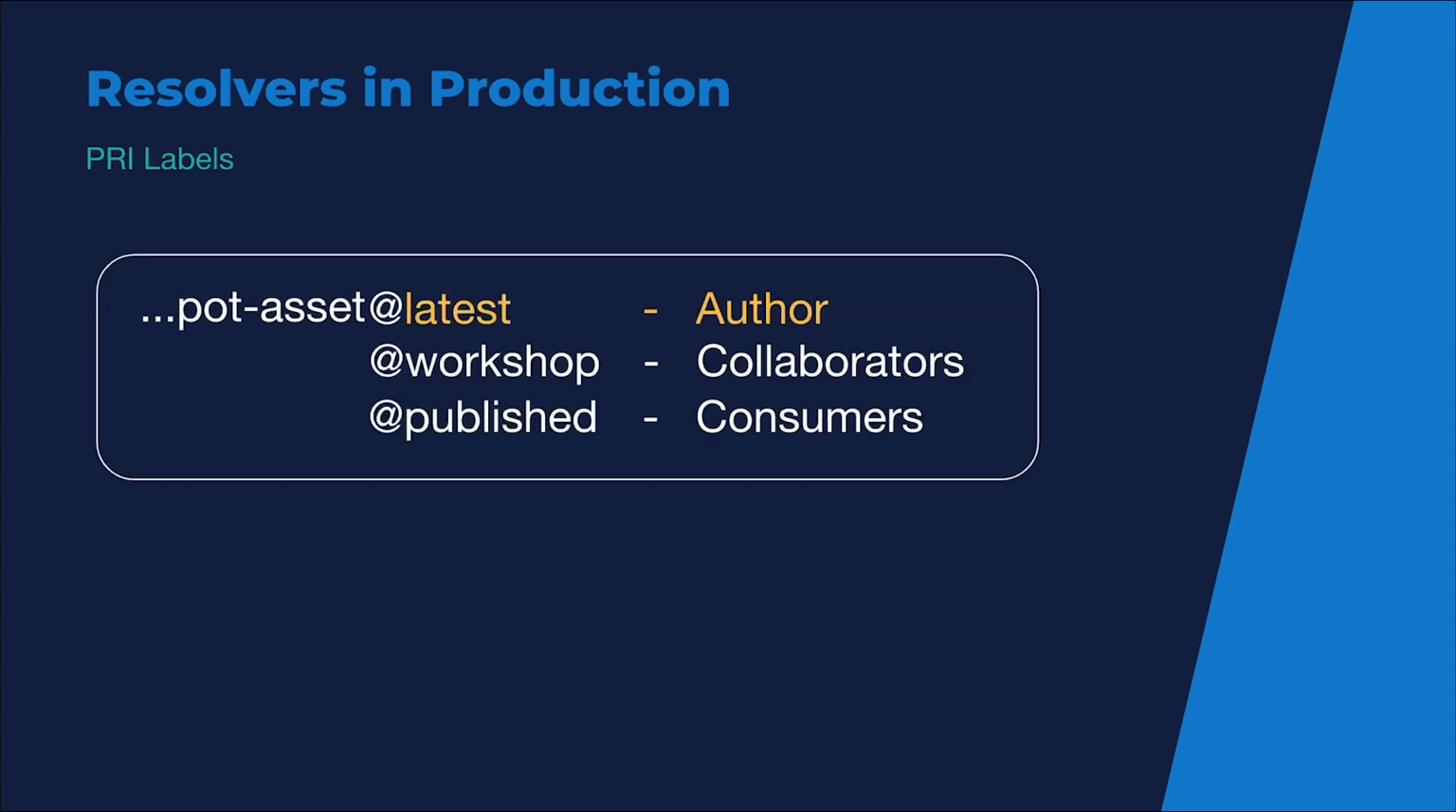To clarify their purpose, we also started to think of the three labels in terms of their intended audiences. The latest label was for the author of the content, and it was used by them to be able to see their work in context with downstream products. The workshop label was for collaborators. So for example, a modeler could use it to work together with a rigger or a material artist on an asset without sharing their work with the rest of the production.